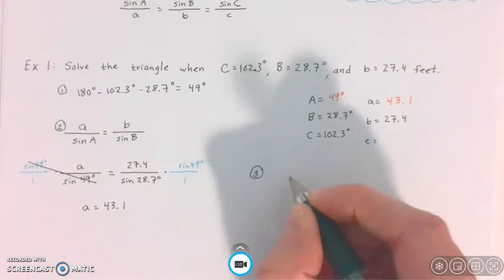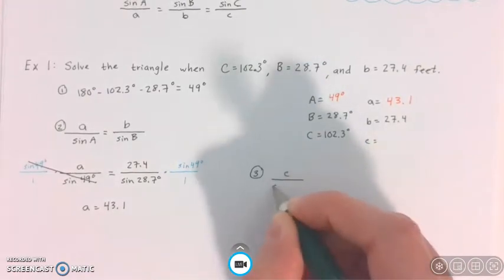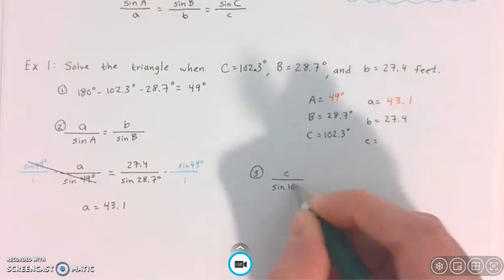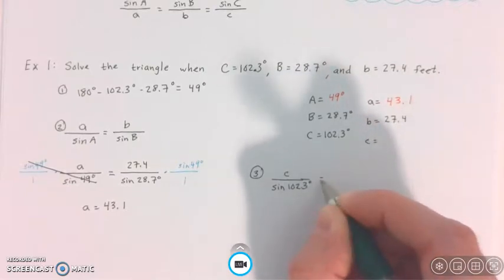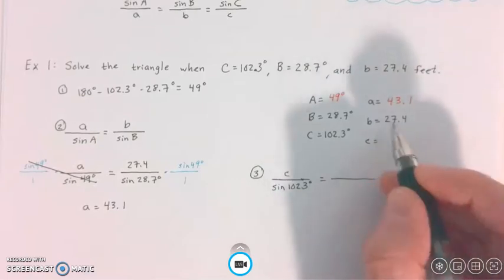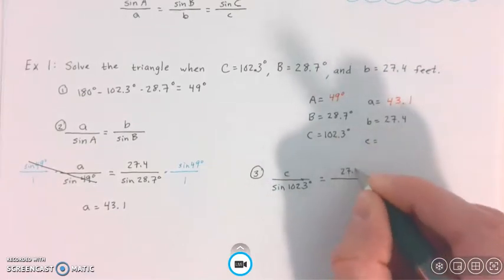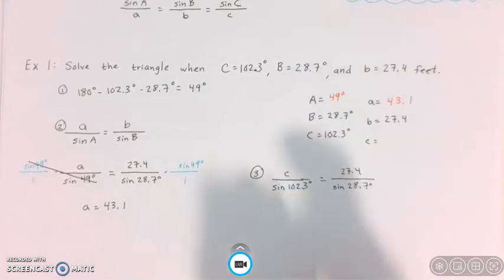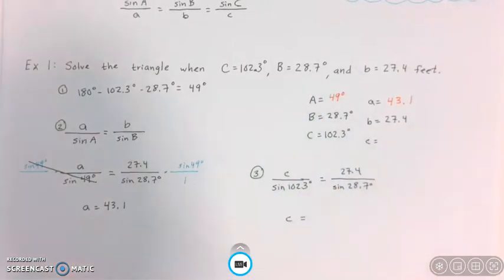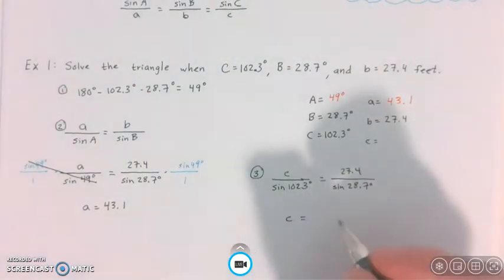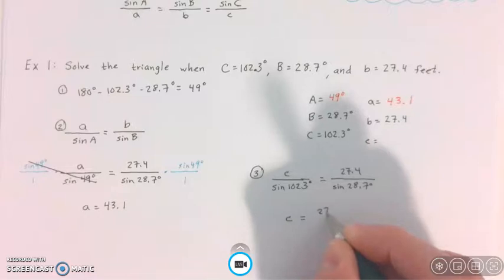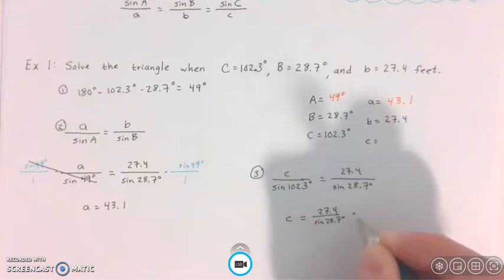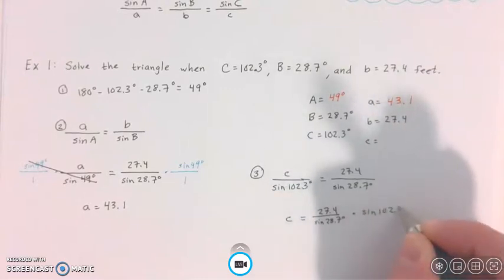So this time I'm going to do C over sine of angle C, which is 102.3 degrees. I'm going to set that equal to the B's, so 27.4 over sine of 28.7 degrees. So I'm going to go ahead and multiply by sine of 102.3 on both sides. Excuse me. So we're going to do 27.4 over sine of 28.7 times sine of 102.3.